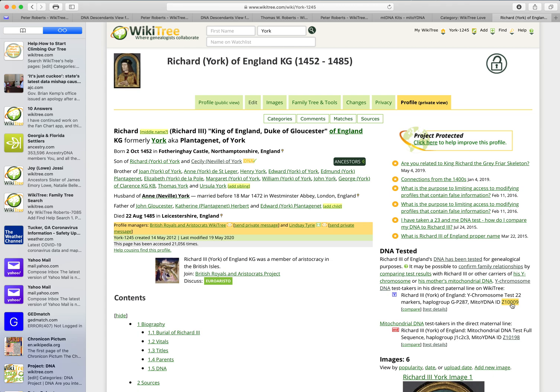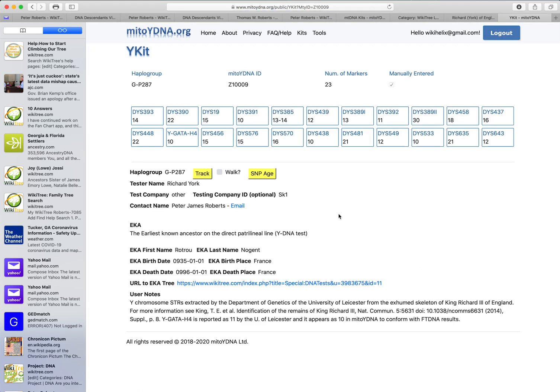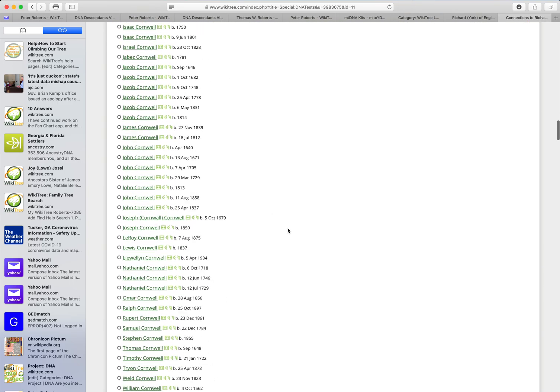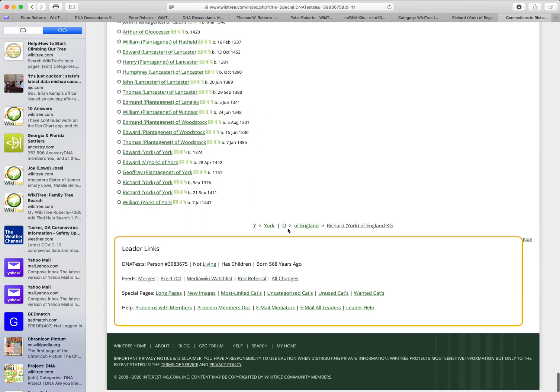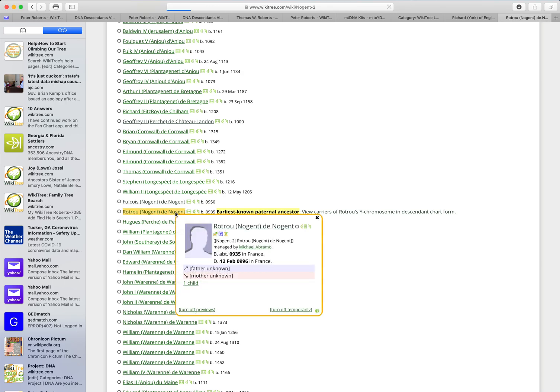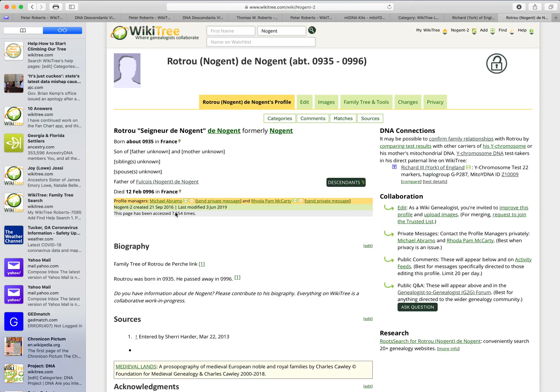I can see the mitoYDNA ID for his Y chromosome, and it shows me that I've got 23 markers that I'm looking at, and his haplogroup, and then the direct male line, the direct paternal line, that haplotype is associated with. This is some of how they were able to recover his Y chromosome, and then these are everyone on his direct male line that have his Y DNA associated with him. So the earliest known ancestor is this fellow that was born in about 935 in France.